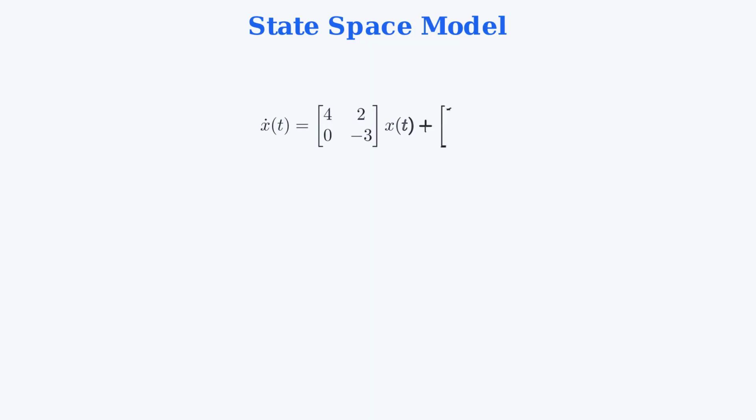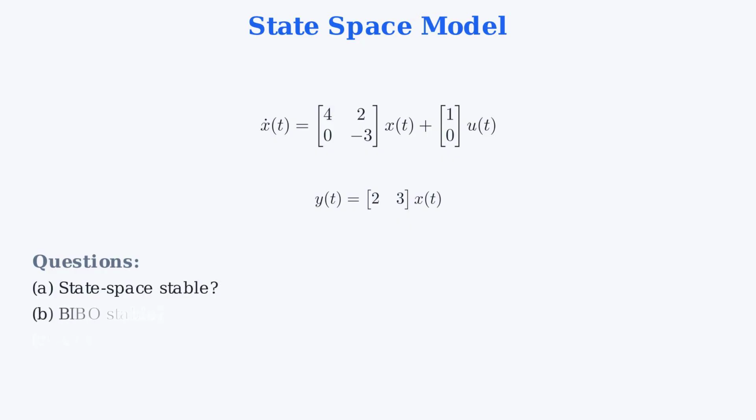Here is the problem. We are given a state space model. The state derivative x dot equals the matrix A times the state x plus the vector B times the input u. Here, A is a 2x2 matrix with rows 4 and 2 in the first row and 0 and -3 in the second row. The input vector B is 1 and 0. The output y equals C transpose x, where C transpose is 2 and 3.